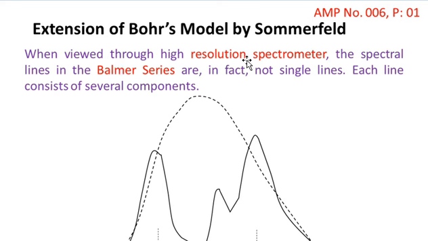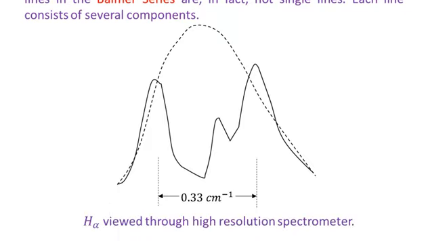When viewed through a high-resolution spectrometer, the spectral lines in the Balmer series are in fact not single lines. Each line consists of several components. You see that in the previous lectures we have discussed the Balmer series, and we have shown that only a single wavelength is emitted in the Balmer series, and that is shown as a dotted line over here. That is, the dotted curve indicates a single emission of a wavelength through a spectrometer which is low resolution.